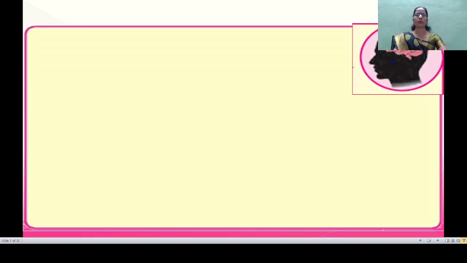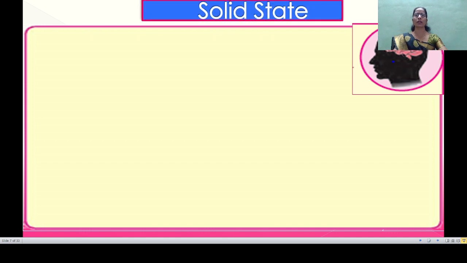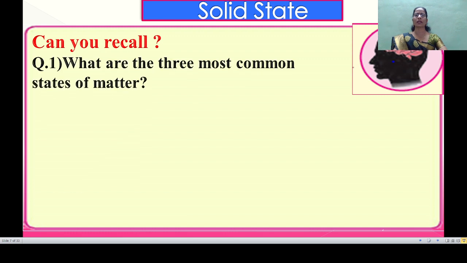Now, if you see your textbook, every chapter includes a session named Can you recall? Here, in this session, a few questions are asked to you in order to recall your memory or to check your previous knowledge. Our chapter Solid State also starts with this session. Here two questions are asked. Let's see the first question. What are the three most common states of matter?